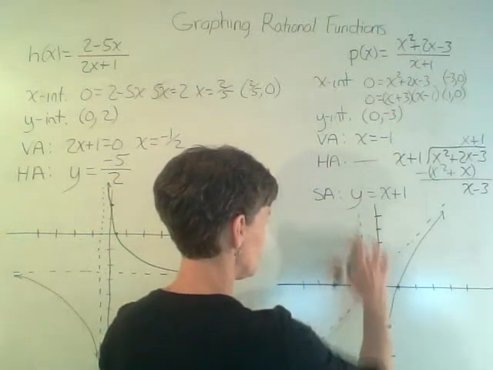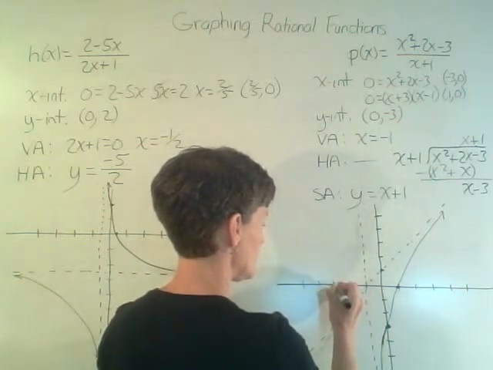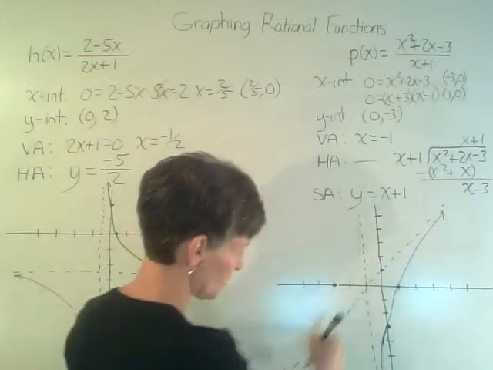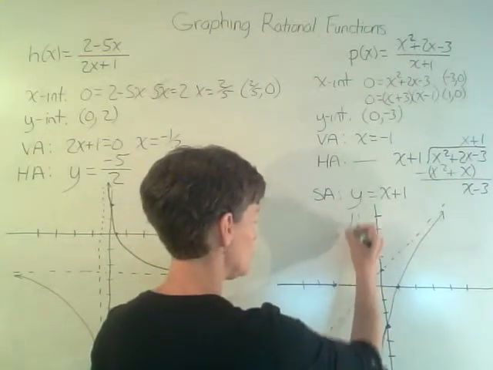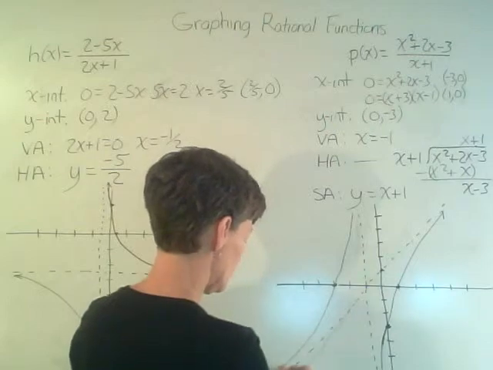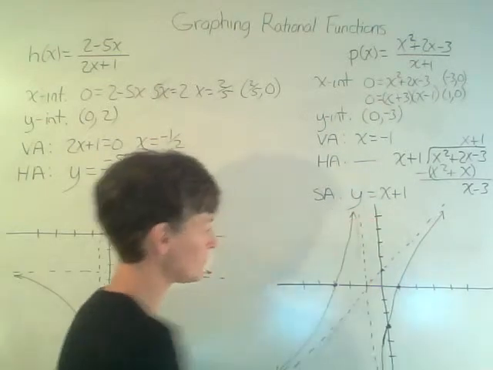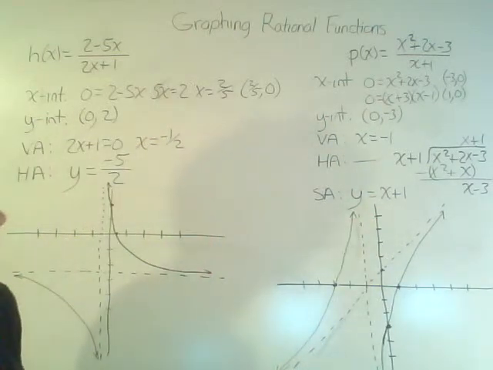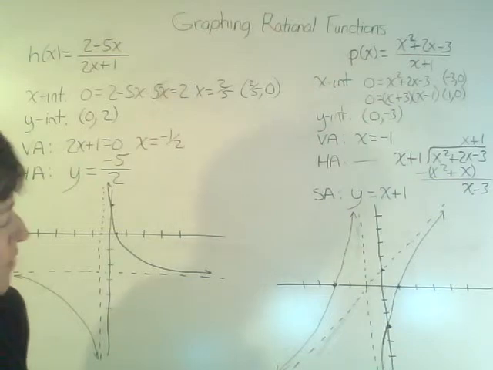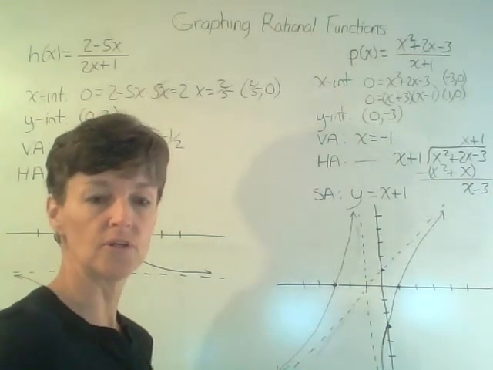Now, it's a little bit curvier than I want it. I'm going to have to hug this asymptote, and then I'm going to have to hug this asymptote. So my curve is really going to come down like this and do like that. And there is my rational function in the third category.